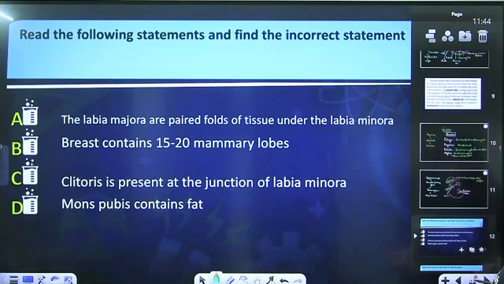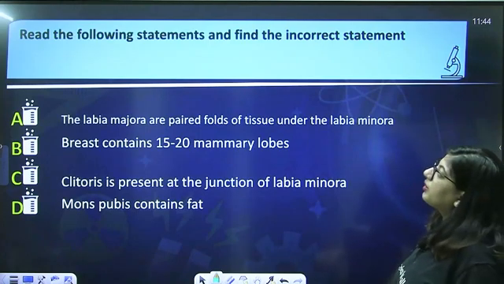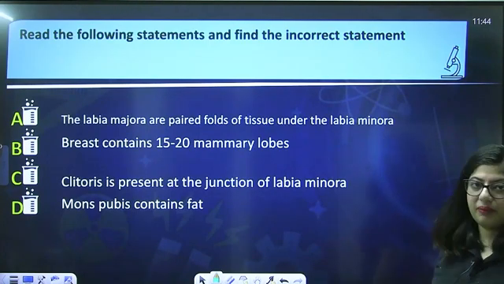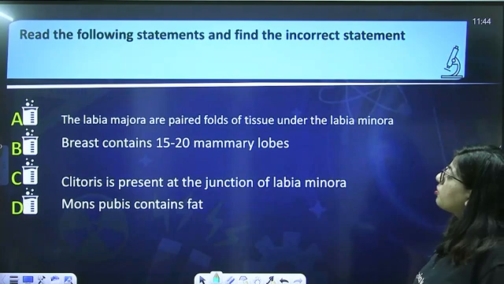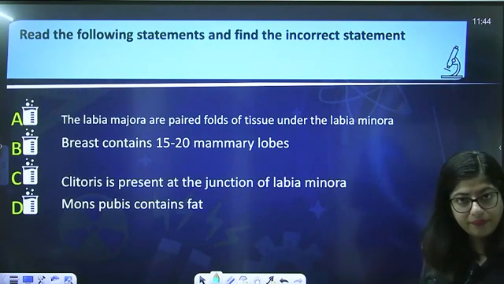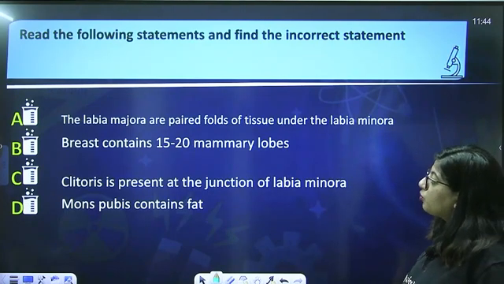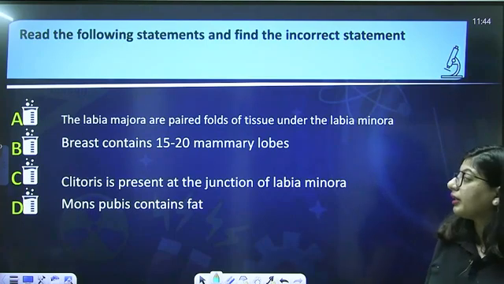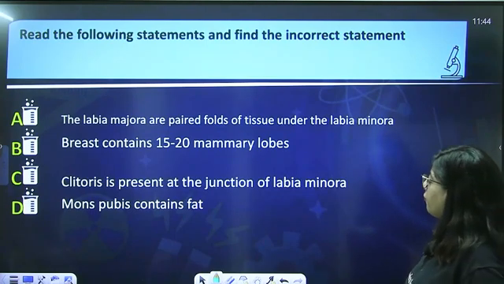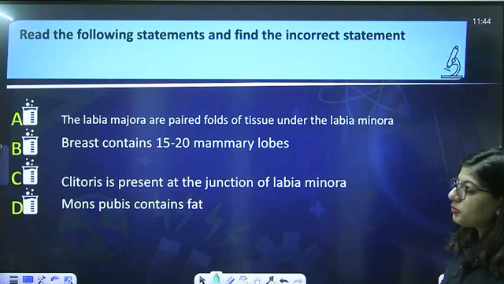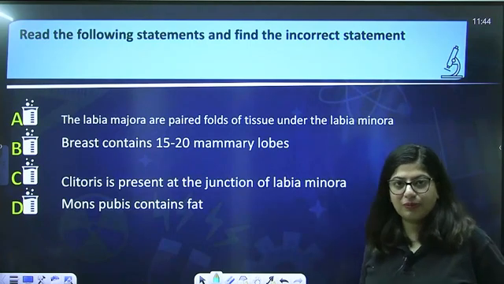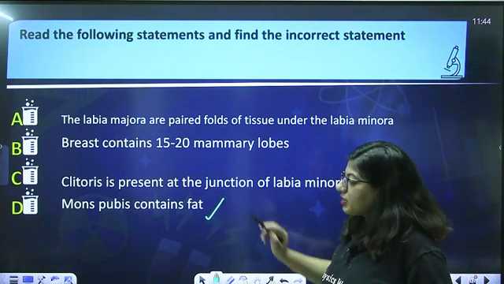Alright guys, so let's solve some questions. Read the following statements and find the incorrect statement. The labia majora are paired folds of tissue under the labia minora. Breast contain 15 to 20 mammary lobes. Clitoris is present at the junction of labia minora. Mons pubis contains fat. So we'll start from D. It's true, mons pubis contains fat.